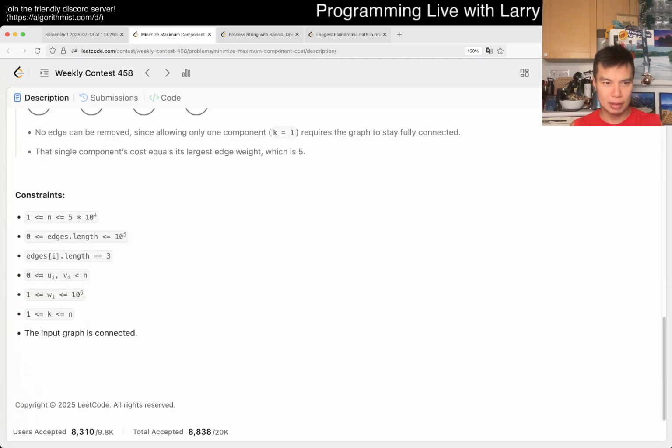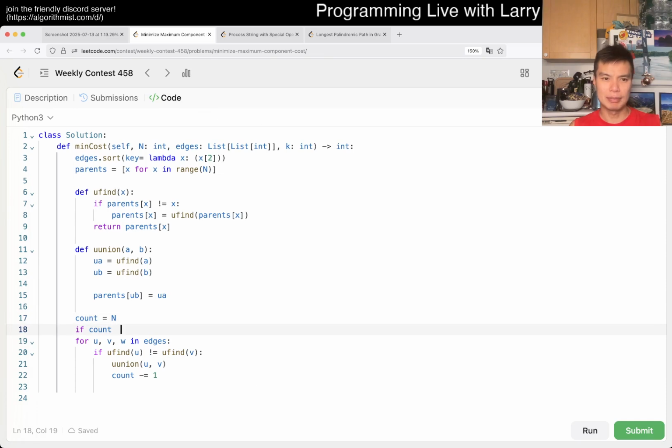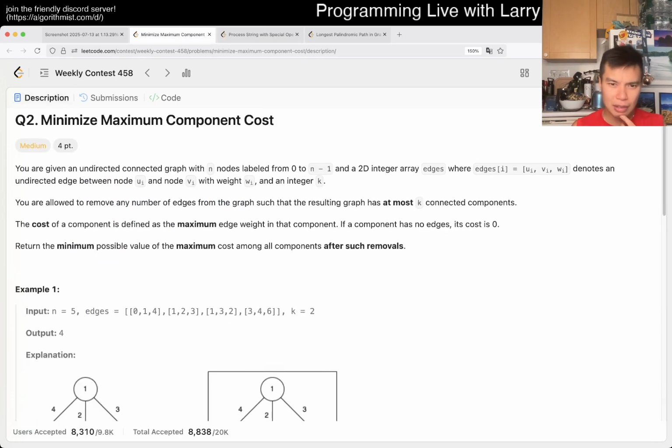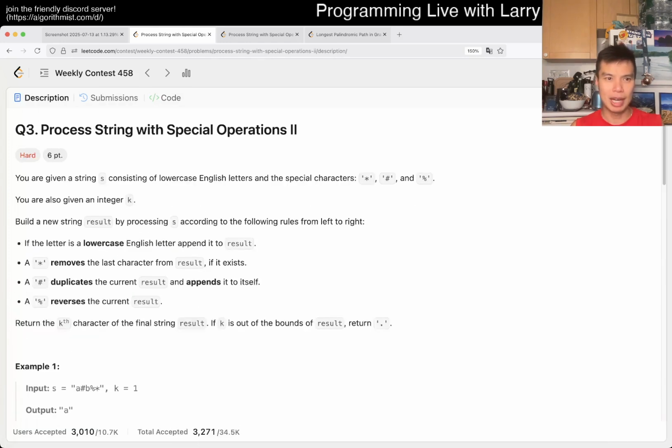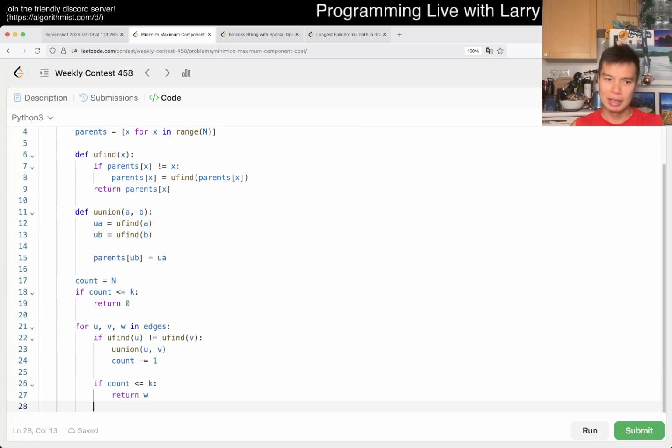Sorry, K could be n or what? Oh, I think I have to kind of think about it. I guess in this case there is an edge case, which is that if count is less than k, then we want to return, is it 0? Oh yeah, if a component has no edges, then it's called a 0. So okay, then it just returns. Ooh, what happened? There are some keyboard shortcuts that I keep hitting by accident. Okay, we return 0. Otherwise, if count is then we return weight, and then that's it.